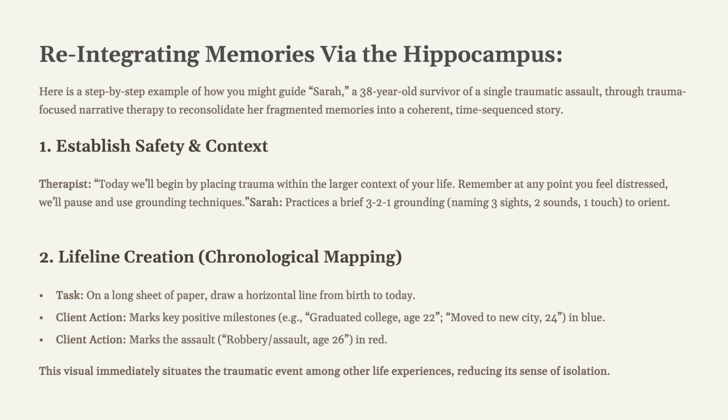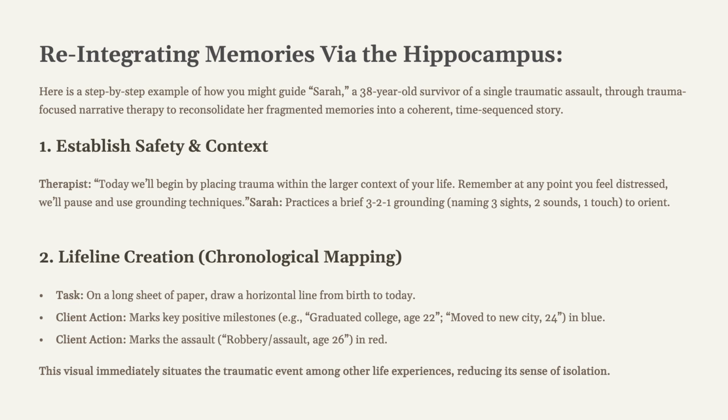The second thing I would do is go into the lifeline creation, or the chronological mapping. On a sheet of paper, I'll draw a horizontal line, and that will be from birth to today. Now, she's not going to remember anything from birth. None of your clients are. What the client is going to do is mark key points, key milestones on that timeline. So maybe they graduated from high school, or maybe they remember something very significant that happened to them in childhood. Whatever those are, they're going to mark it on the timeline.